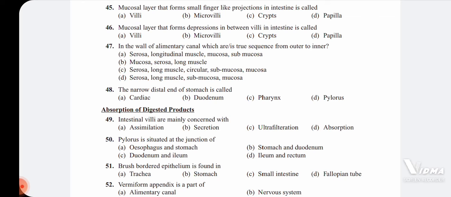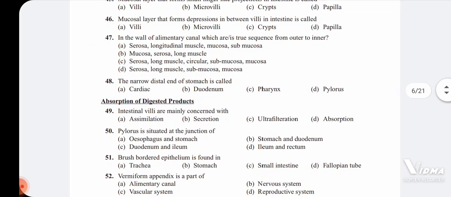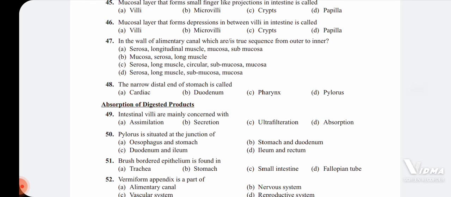47th question, in the wall of alimentary canal which is the true sequence from outer to inner. So outer to inner, the wall of the alimentary canal. The outer wall is serosa. After the serosa, it is the muscularis. Then the next is submucosa and the innermost is mucosa. So here serosa is the outermost layer. Where is it given?